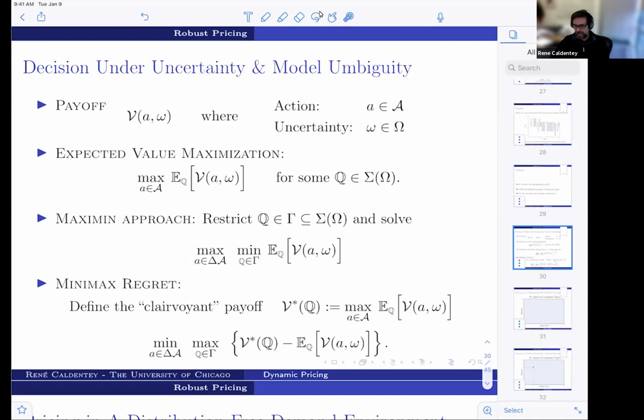But it relies on this. And so this is precisely what we're questioning here. We know the distribution. Sometimes we don't know. So there's an alternative approach, which is this max-min, which is to say, well, maybe we don't know the actual probability distribution, but we know a set of probability distributions where this probability distribution belongs. People will call this an uncertainty set.